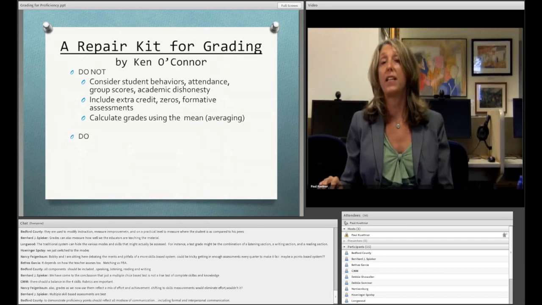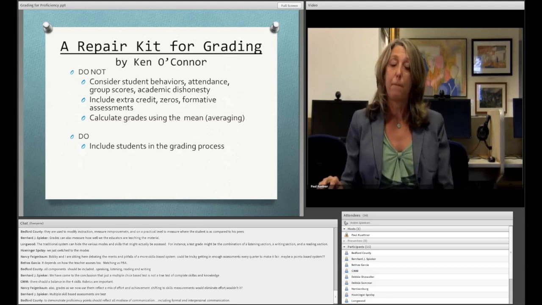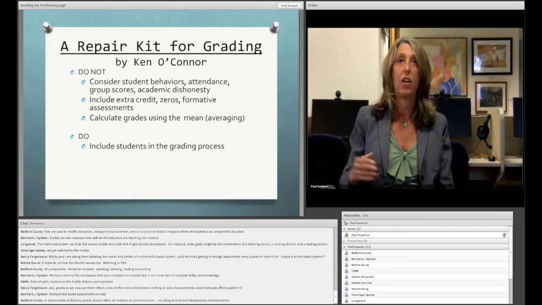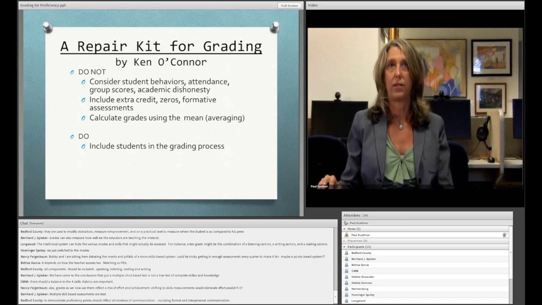So there are some things he suggests we do. We should include students in the grading process. So that would mean you'd have to reflect upon, are you teaching third graders? Are you teaching seventh graders? How much a part of the process is it? Perhaps for one project, you include students in creating a rubric for that particular project. You might not have to include them in every aspect of your grading system.